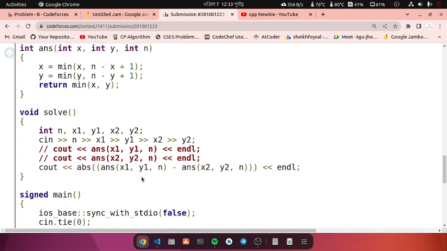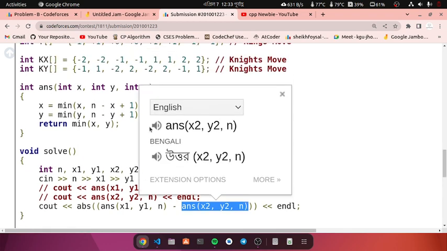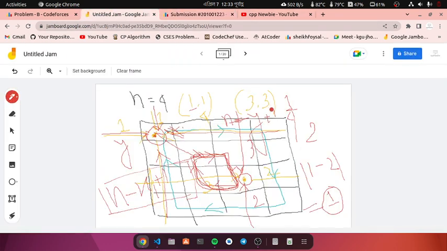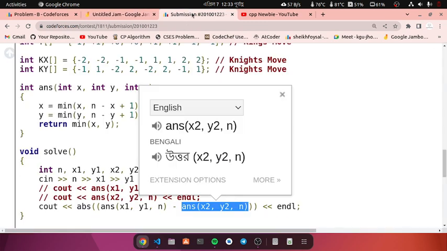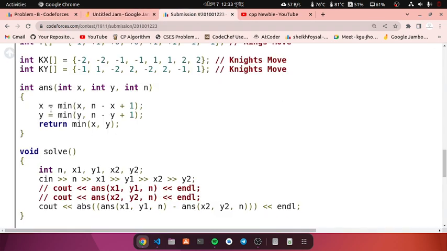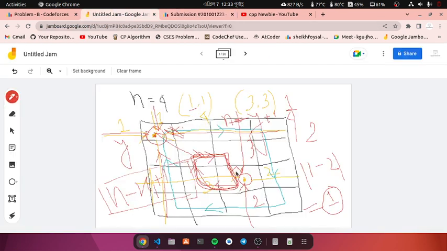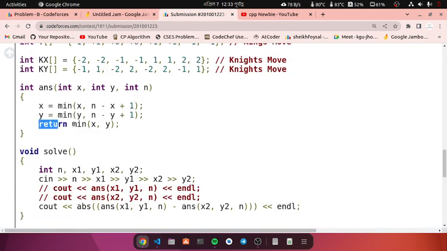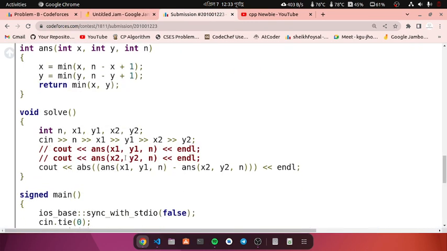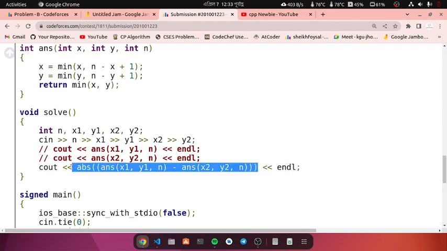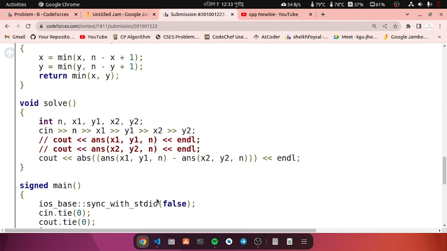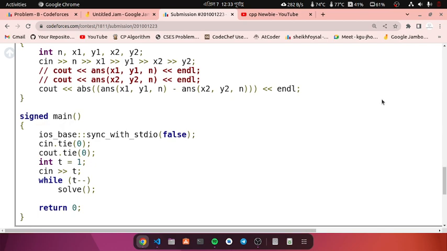This returns 1, and for 3 comma 3, it returns 2, from the left side, right side, upper side and bottom side. Then we take the minimum, and lastly we take the ABS, and this is our final answer. Thank you.